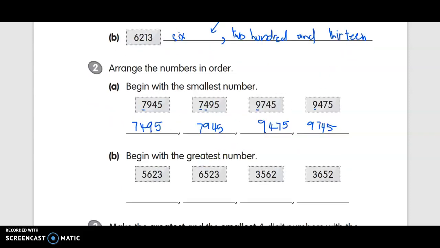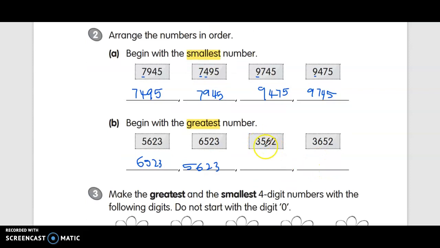Okay, let's go on to question B. This time round, it is beginning with the greatest number. Just now was the smallest, right? So again, let's look at the thousands place. There's only one greatest number, which we see here, 6,523, followed by 5,623. Now we have two 4-digit numbers starting with 3. So we compare the hundreds place. Which is bigger? This is bigger, right? So therefore it's 3,652, followed by the smallest number, 3,562.